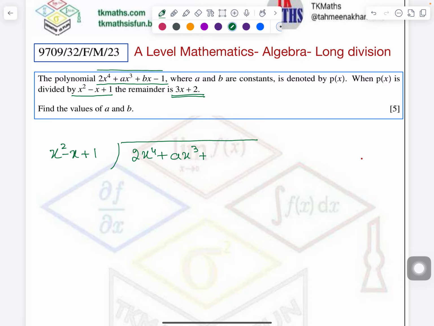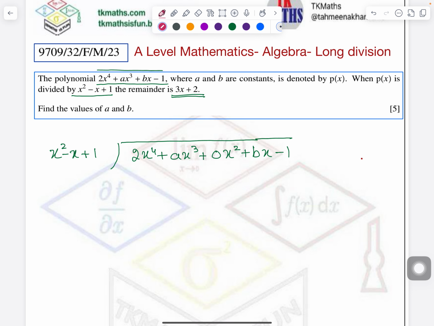Now, one more thing: I don't see a term with x² here, you can notice. In that case, we take the coefficient as 0 and add the term here. The reason is that when we divide, we will have a term with x², and we write the like terms underneath to do addition and subtraction.